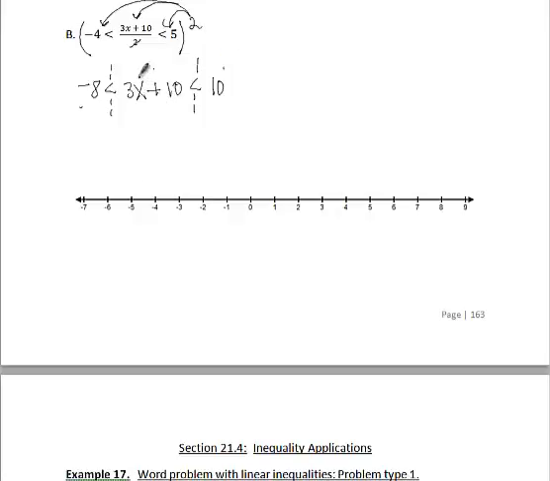The goal is still to get the x by itself, so we want to get rid of the 3 and the 10. The first step would be to subtract 10. So I subtracted in the middle, but now I have 2 other sides to subtract it from, the right and the left. So the 10 cancels in the middle. I'm left with 3x, a less than symbol on the right. 10 minus 10 is 0. Okay, bring down the inequality on the left. Negative 8 minus 10 is a negative 18.